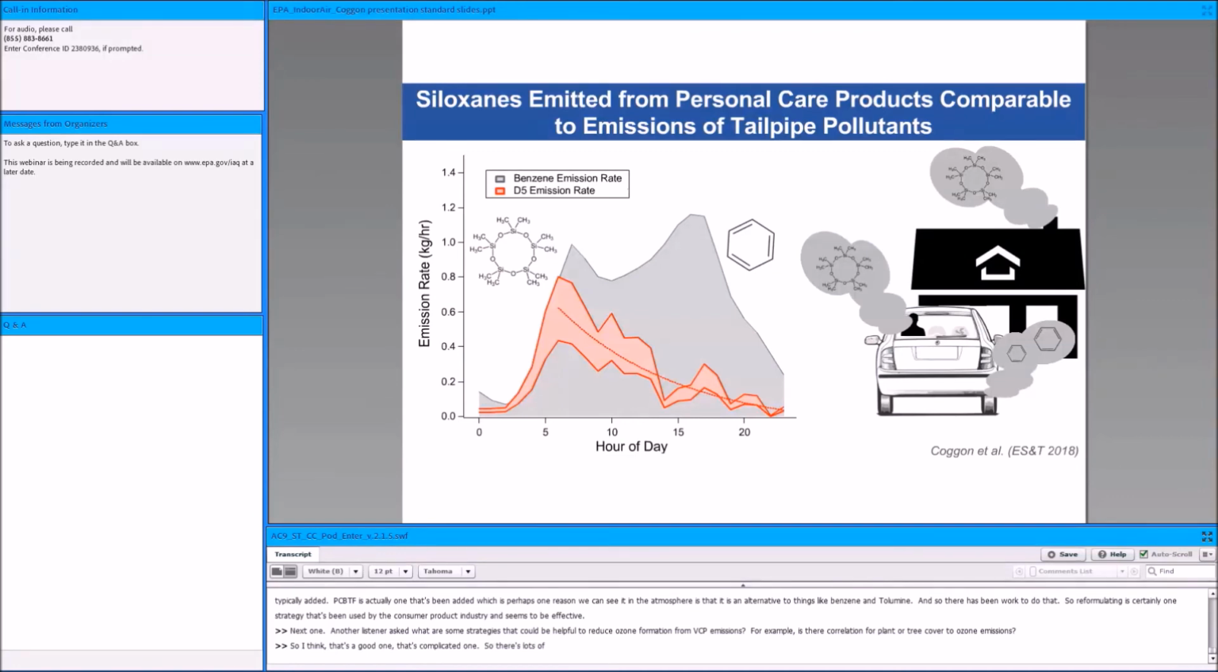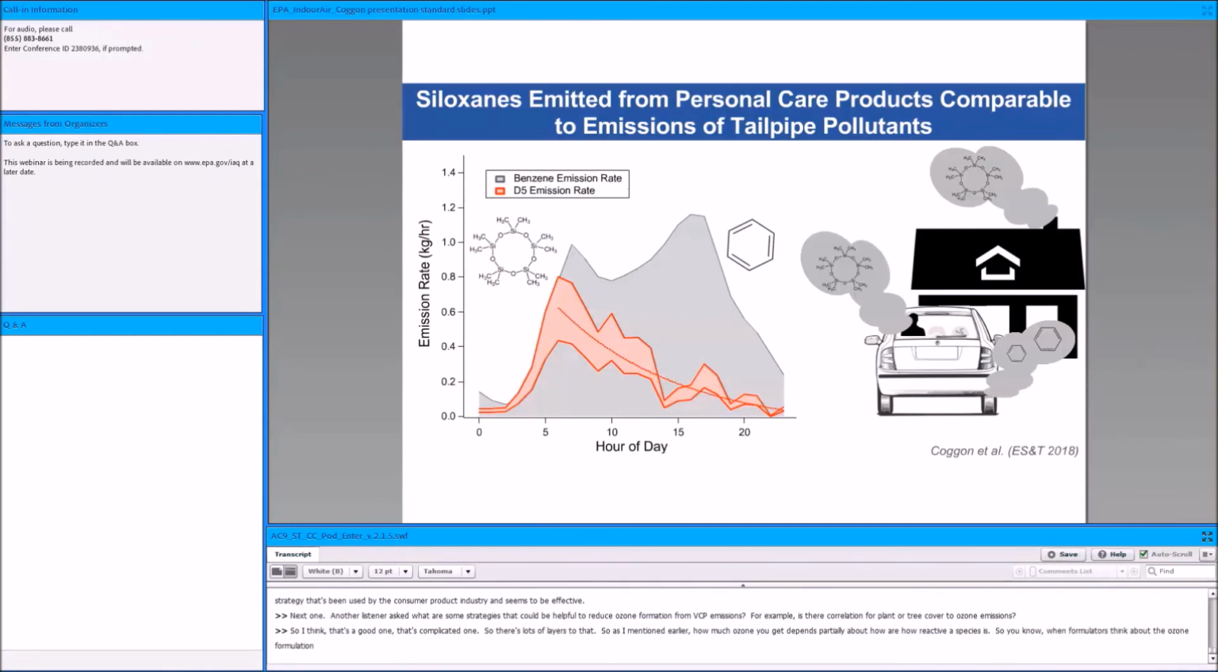So as I mentioned earlier, how much ozone you get depends partially on how reactive a species is. So when formulators think about the ozone formation potential of their products, they try to replace things that are very reactive, and reactivity translates to ozone formation, with something that's less reactive. So the question before about reformulating is one effort that's been undertaken to try and reduce the amount of ozone that could come from VCPs.